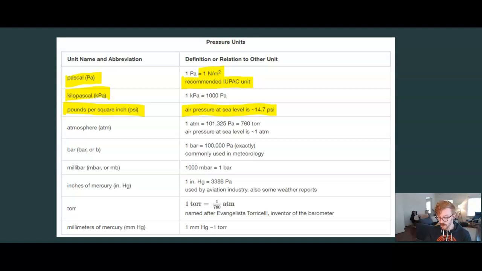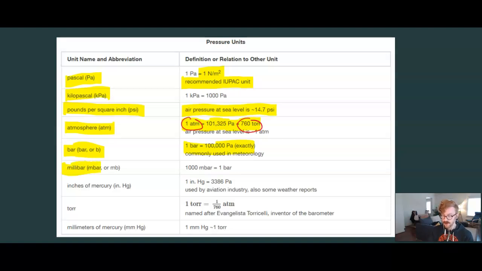This is a really useful relationship here between atmospheres. We have 1 atmosphere of pressure is the equivalent of 101,325 pascals, and that's equal to 760 torr. One of the common ones that I definitely remember is that 1 atmosphere is equal to 760 torr. That one is a very common conversion. We also have bar. This is commonly used in meteorology. 1 bar is equal to exactly 100,000 pascals.